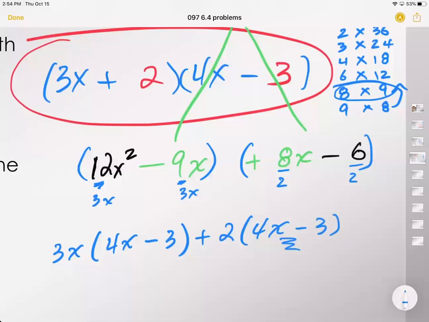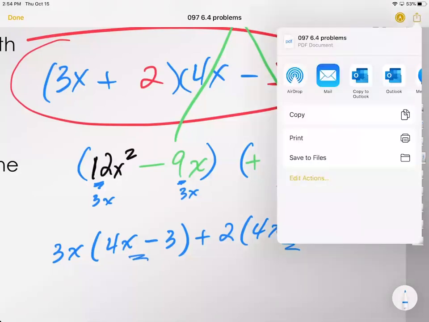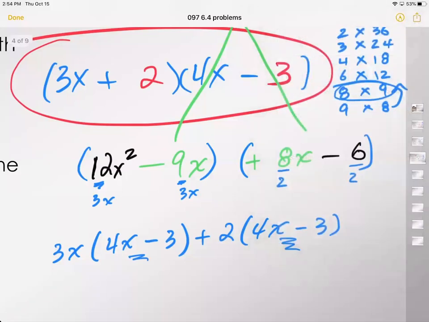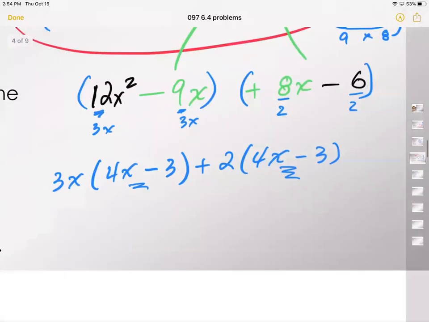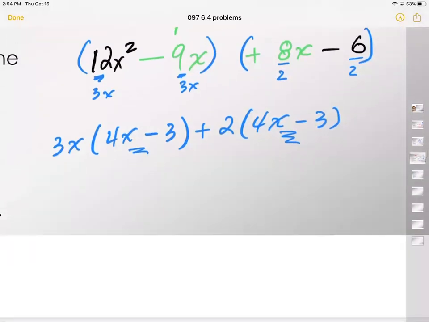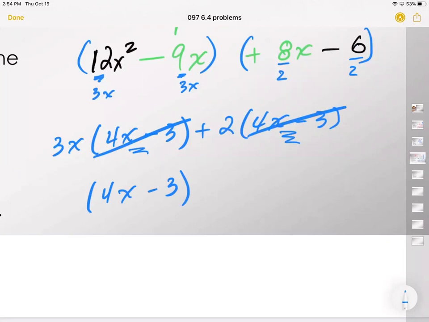And ladies and gentlemen, factor out by grouping, this is what we need: we need the parentheses to be the same. And if the parentheses are the same, I bring the parentheses out, which is the 4x minus 3. What is the leftover? The leftover is the 3x plus 2.